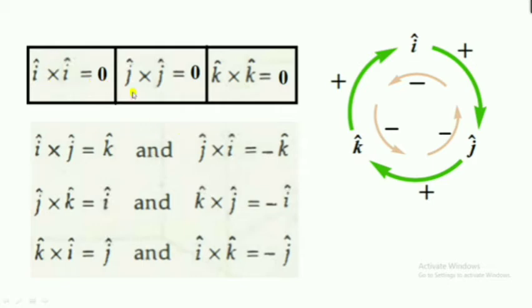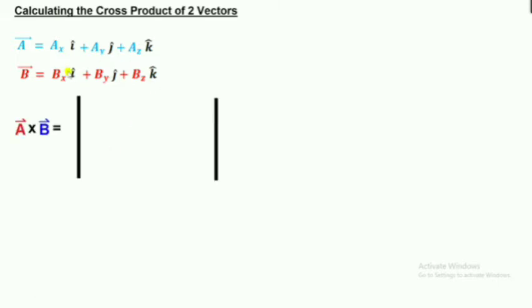And I cross I, j cross j and k cross k is always 0. But in dot product, I dot I was 1 and other things were 0. So you have to remember that. So now let's calculate the cross product of two vectors. I'll tell you the method how to find the cross product.